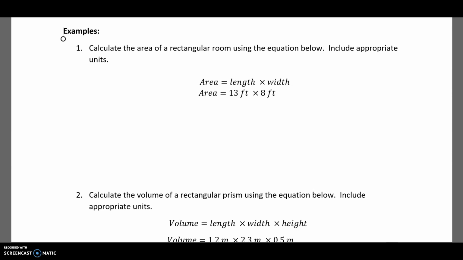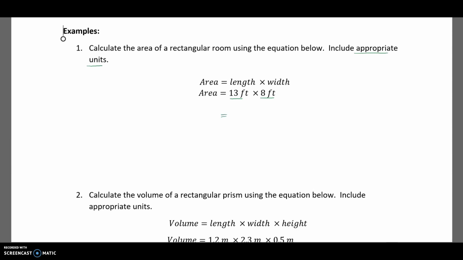In the first question, we'll calculate the area of a rectangular room using the equation below. You'll work with this equation more later in the module, but right now we're really going to focus on what happens with the units. To find area of a rectangle, we take the length and multiply by the width. In this room, the length is 13 feet, and the width is 8 feet.